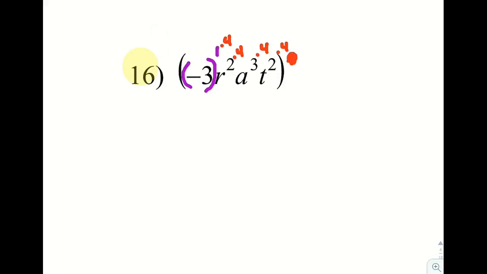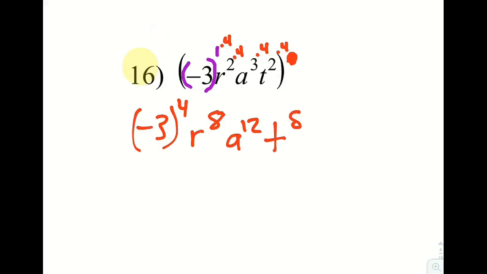So 1 times 4 is 4. So -3, keep that in its parentheses, don't let that go, to the 4th power. R to the 8th power. A to the 12th power. T to the 8th power. If you were to plug this part in your calculator right here, a number of you would get the number -81 in return, because you may not be careful with the parentheses. If you are careful with the parentheses, you will get +81.